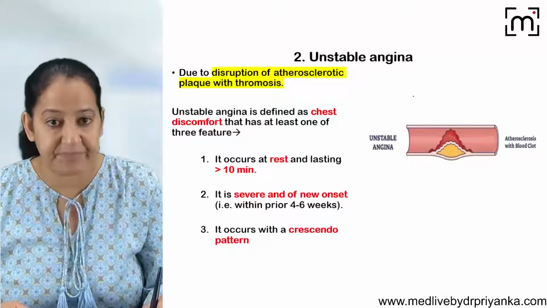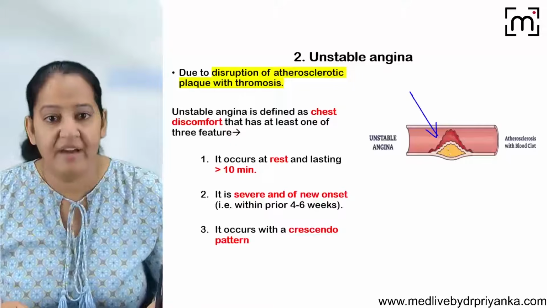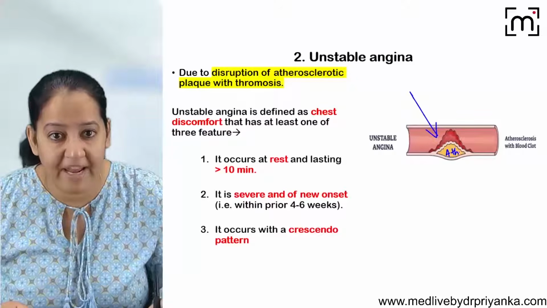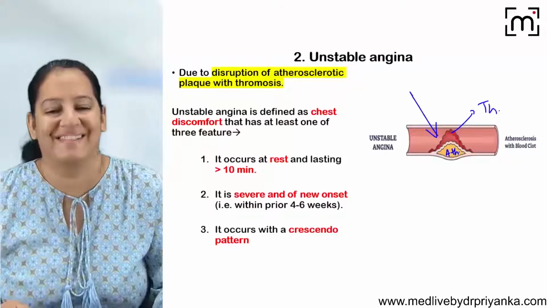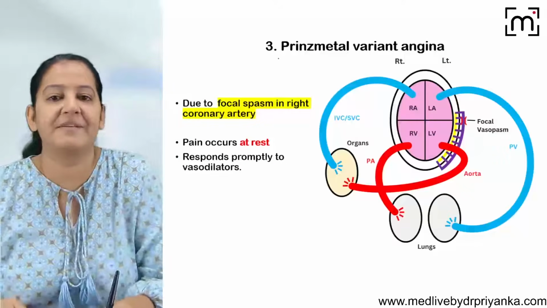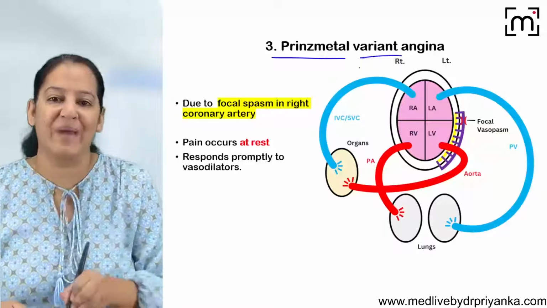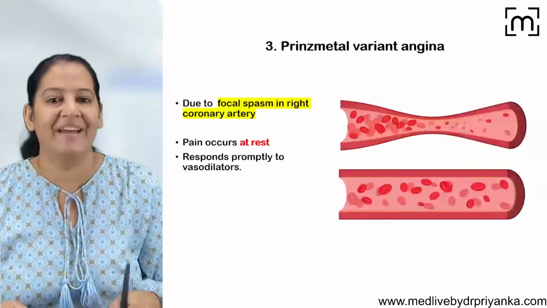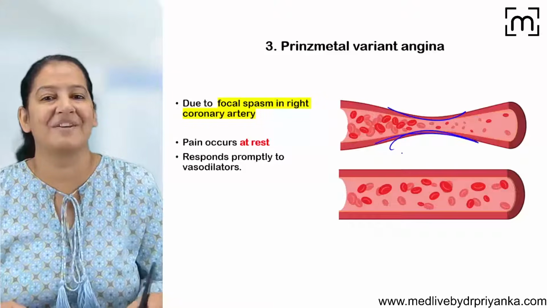Can you see the diagram? See the lumen of the coronary. Here we have an atherosclerotic plaque with superadded thrombosis. Okay, so you got the features. Now the third and last type of angina is Prinzmetal angina, also known as variant angina. Here what is happening? Here vasospasm occurs in the lumen of the coronary.